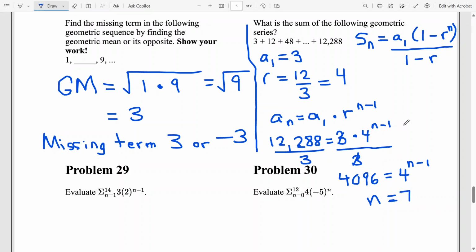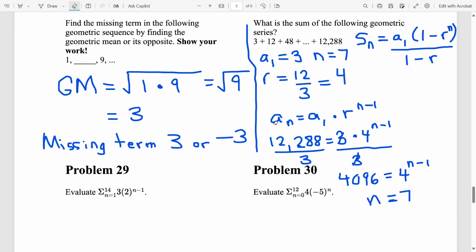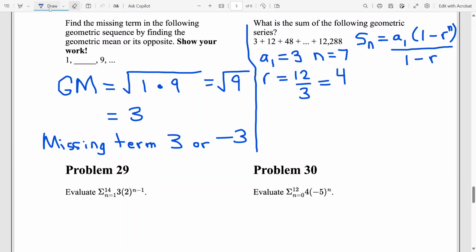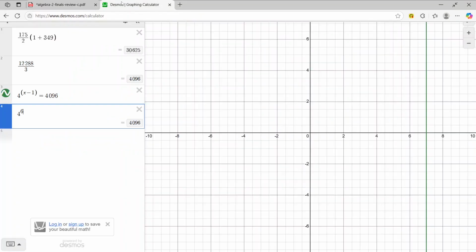Hopefully that makes sense. All right, so now we've got this formula over here. So take stock of this, maybe write this down, pause the video right now, because I'm going to have to erase it, and then we'll go use these numbers here now that I know that n equals 7. Okay, so hopefully you've written that down. Let's erase this stuff. Okay, so we're going to say the sum of the 7 terms equals first term 3 times 1 minus 4 to the 7th power all over 1 minus 4. Let's go to Desmos for that.